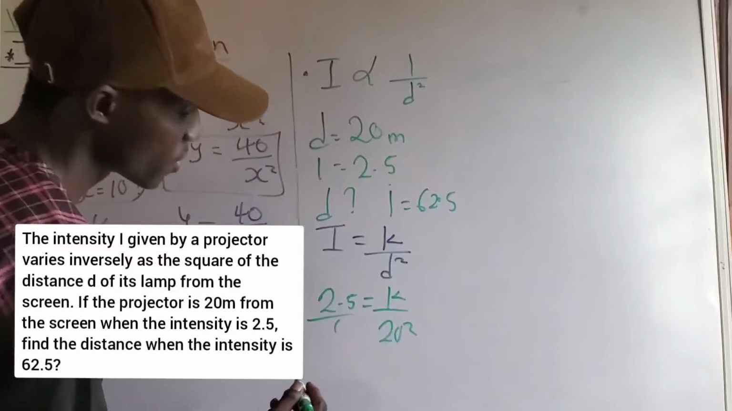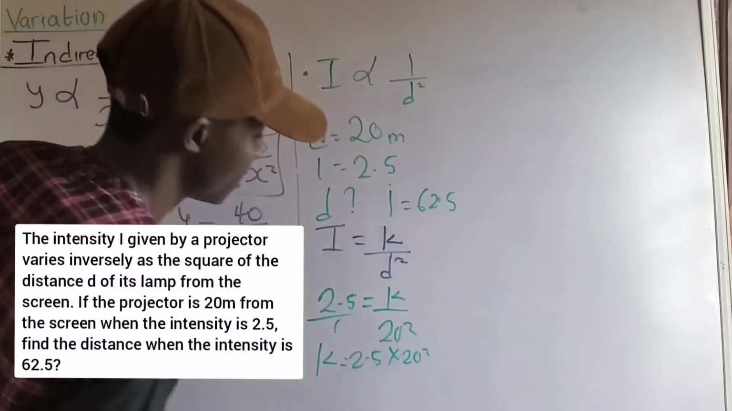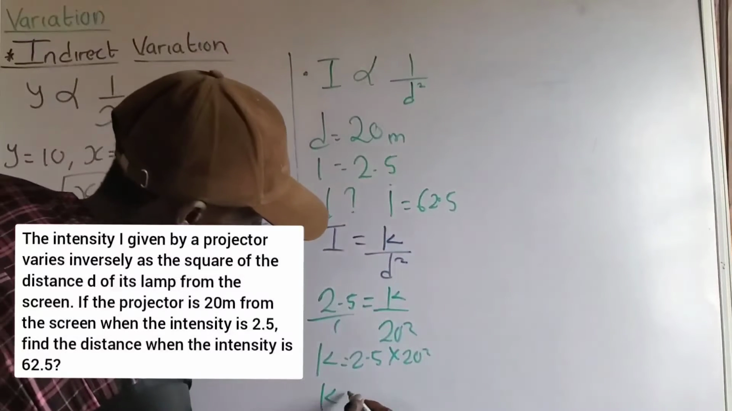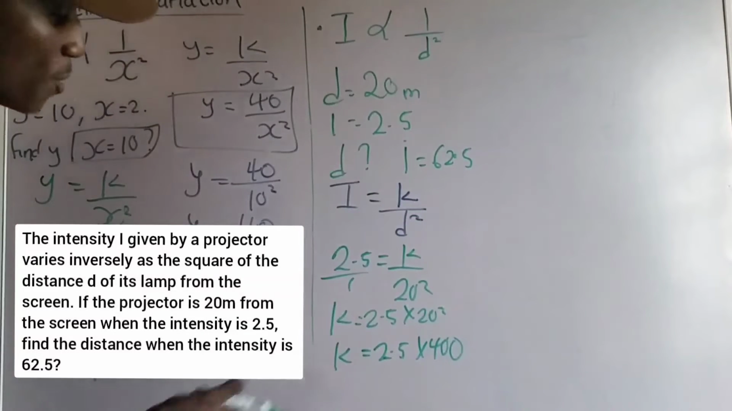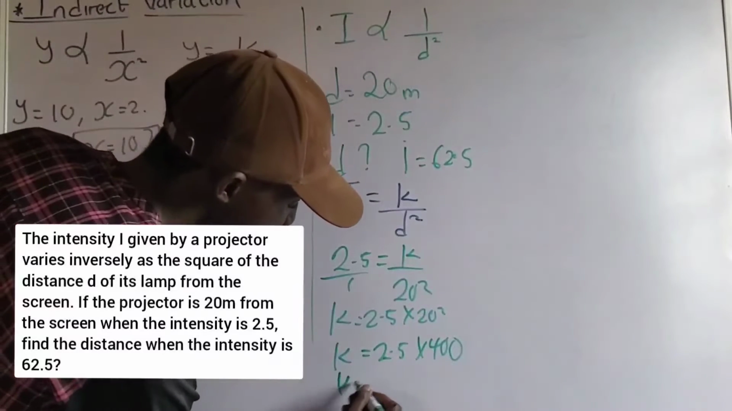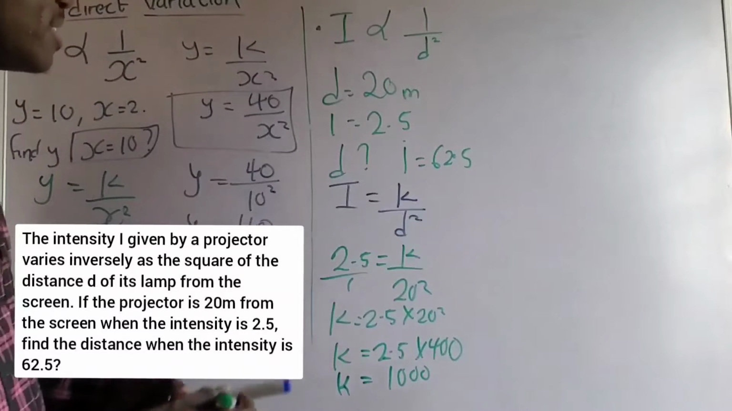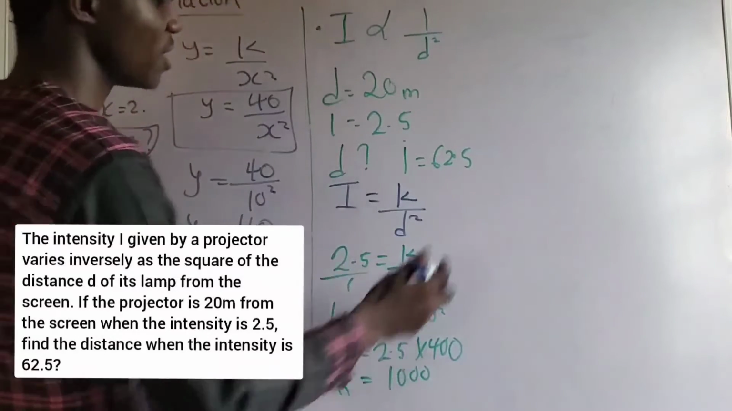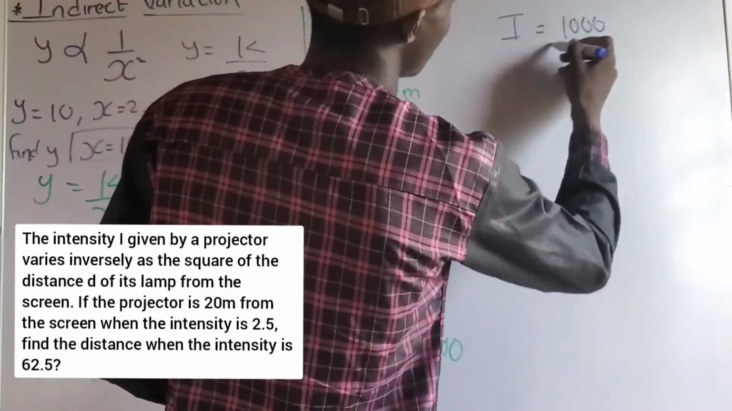Yes. From this point, we can take the cross product. I'm going to have K equals 2.5 multiplied by 20 squared. What's the square of 20? The square of 20 is 400. So I'm going to have K equals 2.5 multiplied by 400. 2.5 multiplied by 400 is 1000. So K equals 1000. Now having gotten the value of K as 1000, we can get the value of D when I is 62.5, because we know the value of K. So I'm going to have I equals K over D squared, which will be 1000 over D squared.